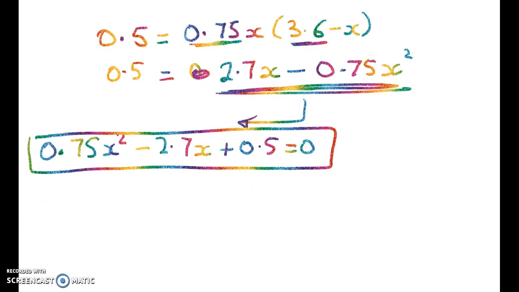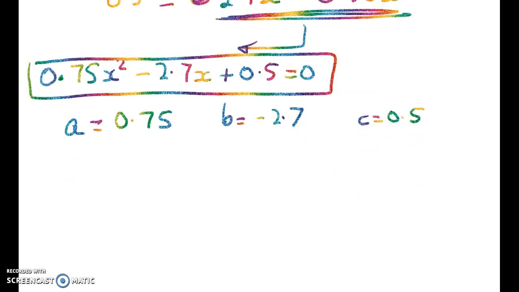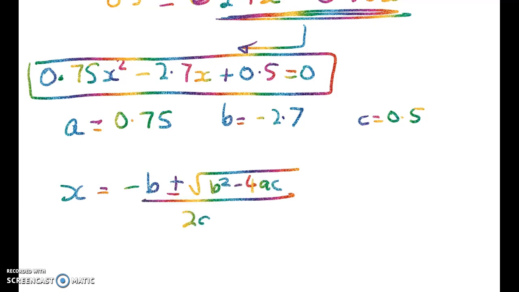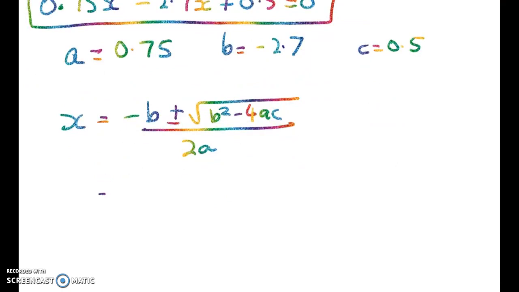I can solve that in several different ways. I can go to my calculator, or I can practice my quadratic formula, and you know what I'm going to pick. So A is 0.75, B is negative 2.7, and C is 0.5. So x is equal to negative b plus or minus this. Substituting in, this is what we get.